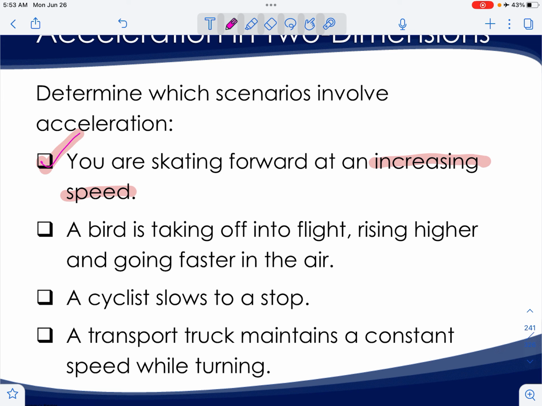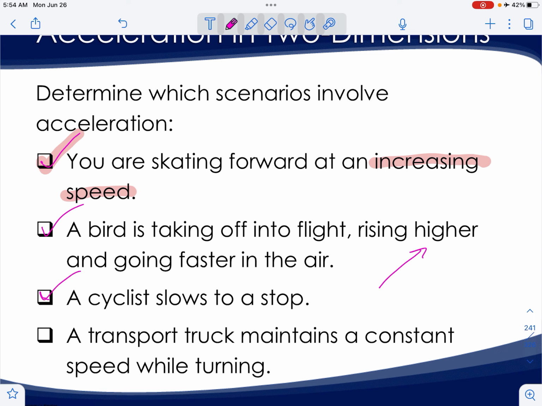A bird is taking off into flight, rising higher and going faster in the air. Okay, so now this one, the bird is going higher and it's also going faster. So yes, that would be an acceleration problem. A cyclist slows to a stop. Is his speed changing? Yes, his speed is changing, so therefore acceleration.